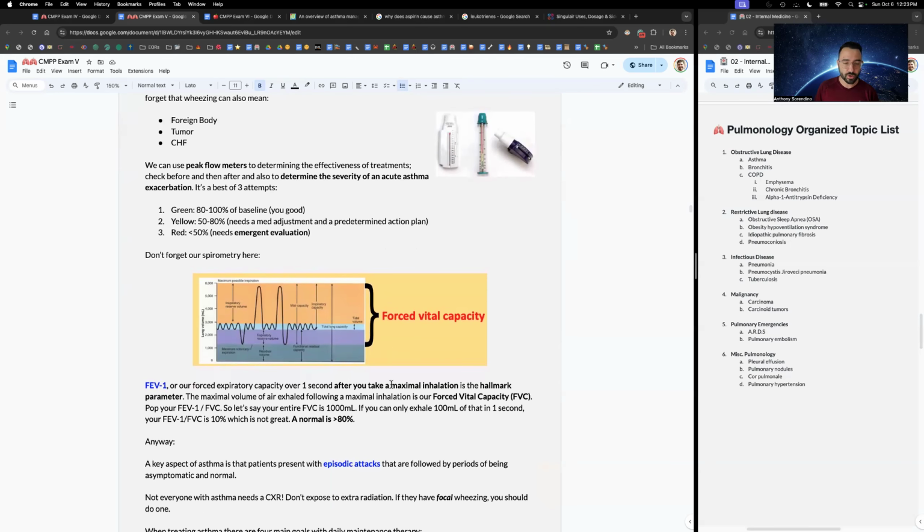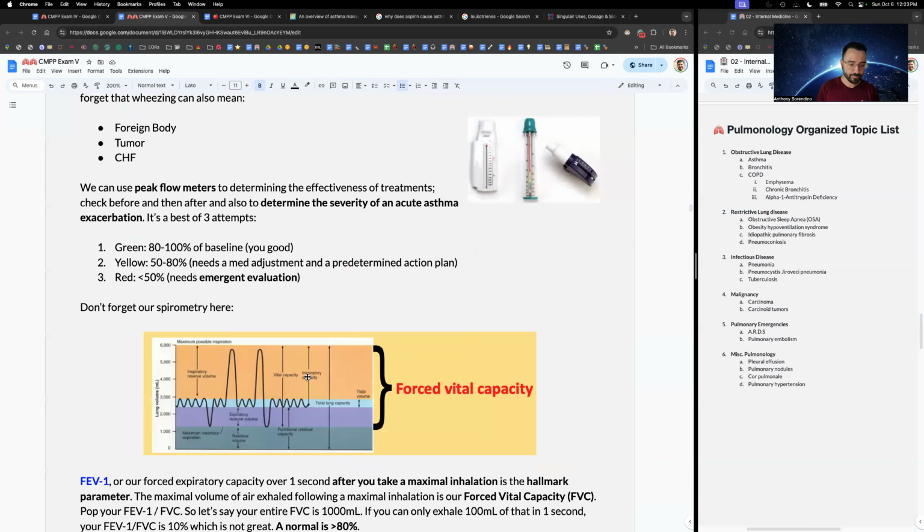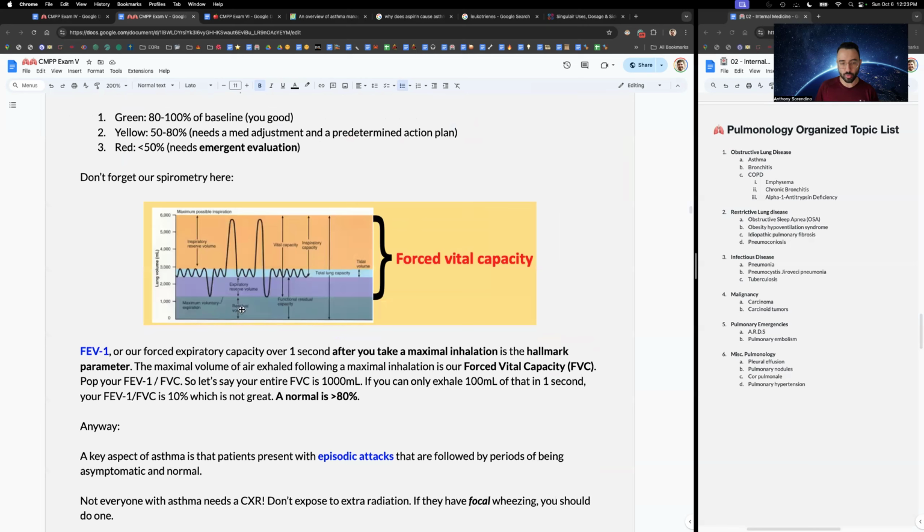Knowing what forced vital capacity is definitely important. If you look at the bottom here, this dark blue part, the residual volume, you can't physically get that out of your lungs. If you exhale and then exhale even more, you're still not touching this dark blue part. When you breathe in and out, that's your tidal volume. When you breathe out more, that's your expiratory reserve volume.